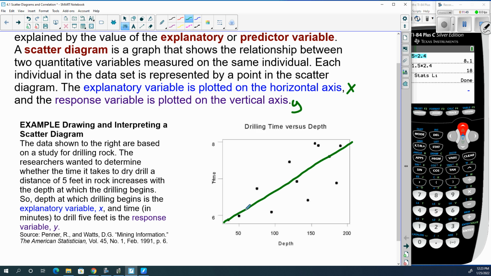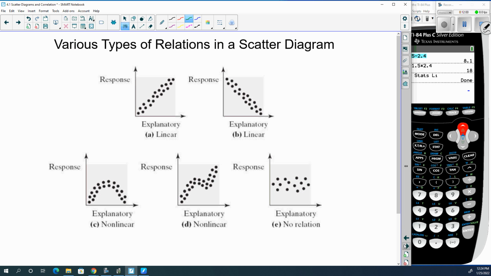Now, we also have something called the correlation coefficient. Even though I could draw a linear line, we need to determine how well this linear line fits the data, and the correlation coefficient will help us with that. This lets us see the various types of scatter diagrams you could have.